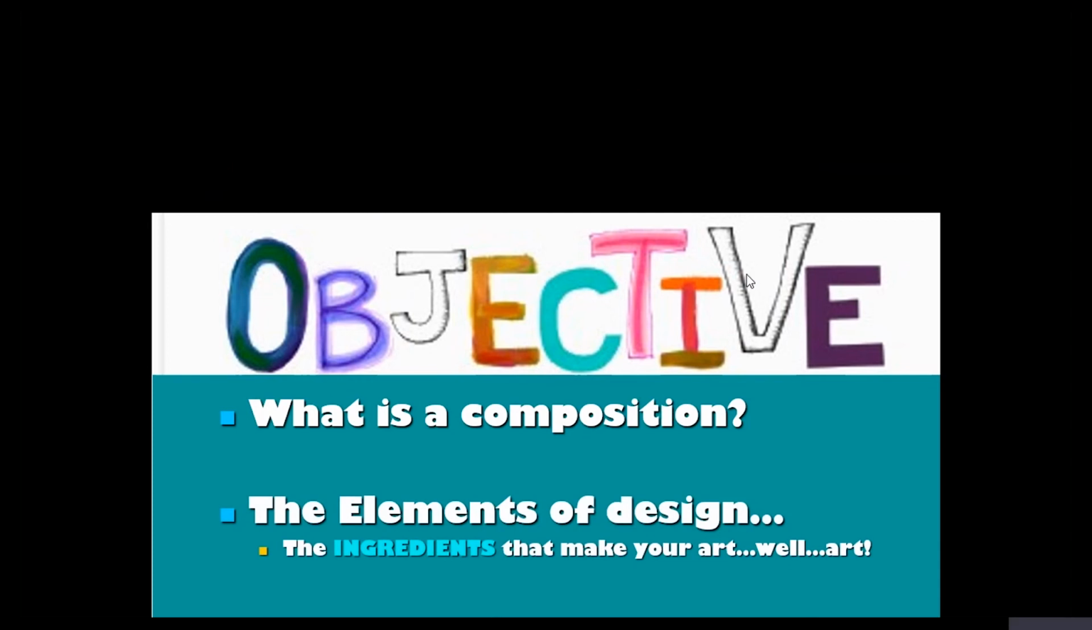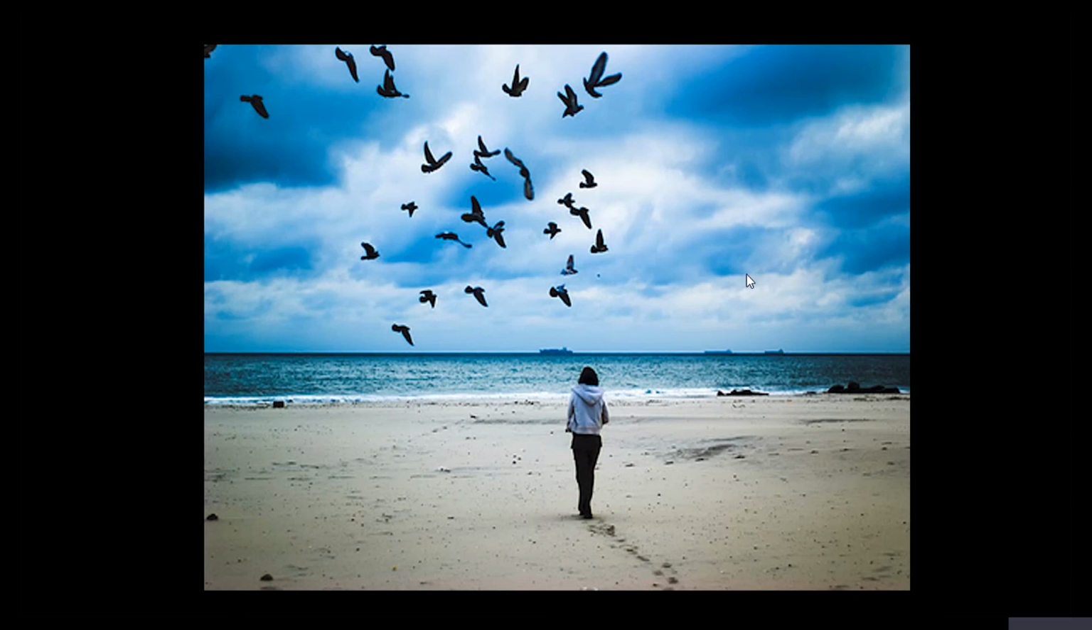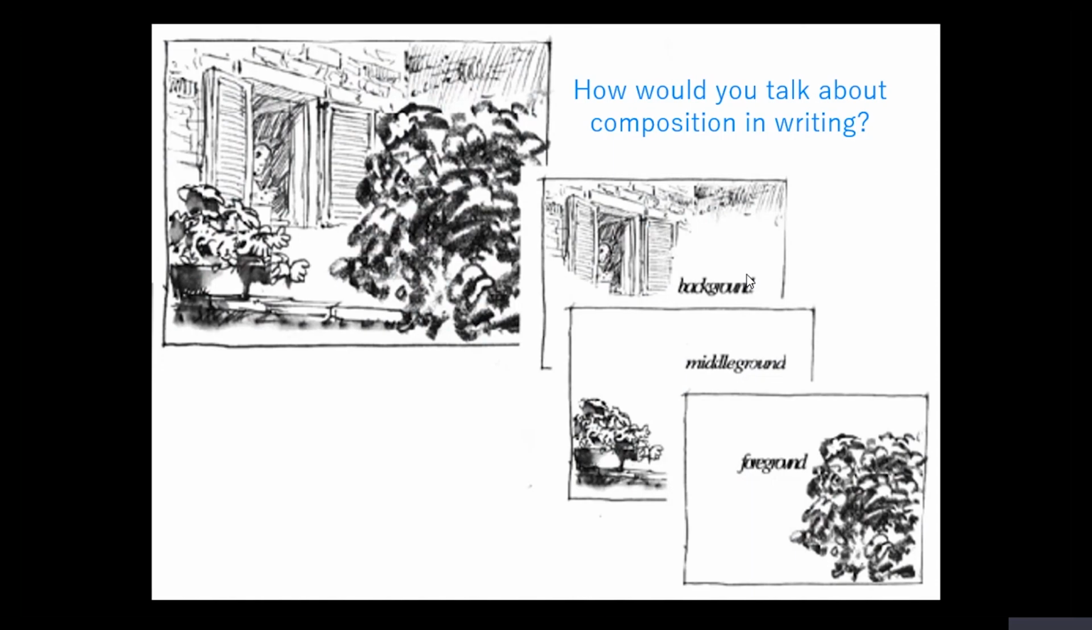In a composition, we actually divide it into three parts: the foreground, the middle ground, and the background. The foreground appears closest to the viewer, to the viewer's eye or attention. The background is perceived furthest from the viewer, while on the other hand, we have the middle ground, which is located between the foreground and the background.